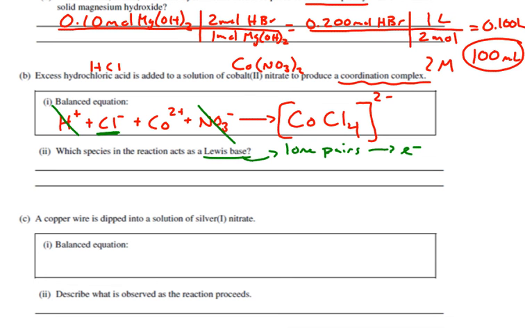So which species acts like a Lewis base? Which one has extra electrons in the actual equation? Cl. And it's got to be on this side. It's got to be a reactant. So it's going to be Cl because it has a negative. It has extra electrons. Lewis base has electrons. Don't you need to balance it, or do you not balance those?